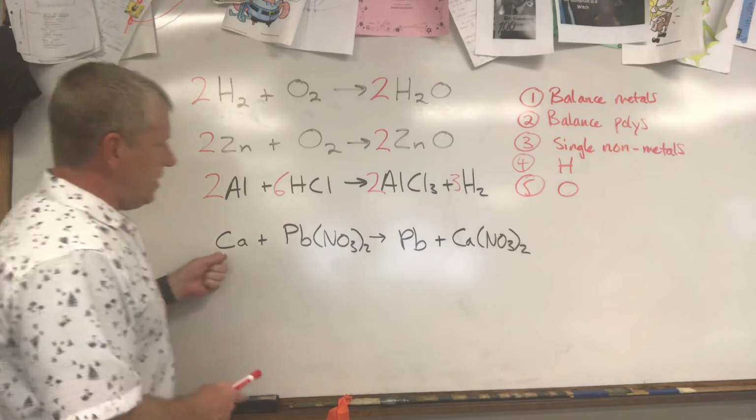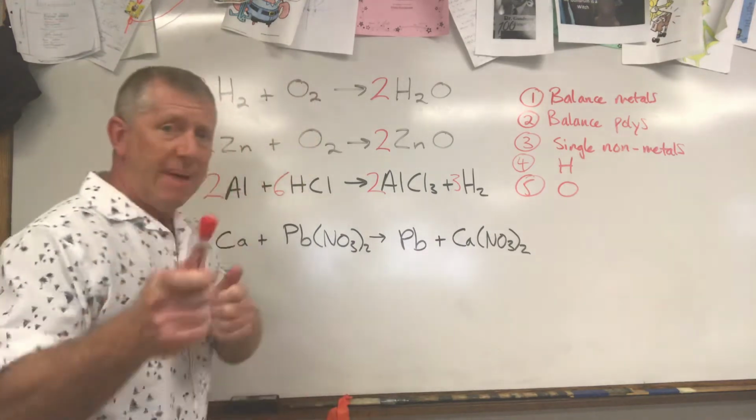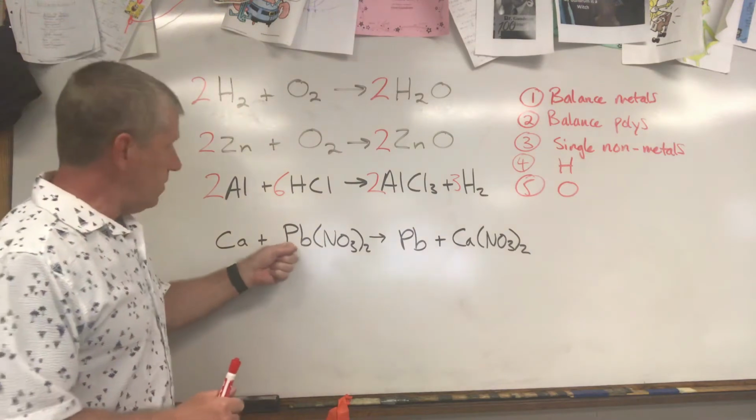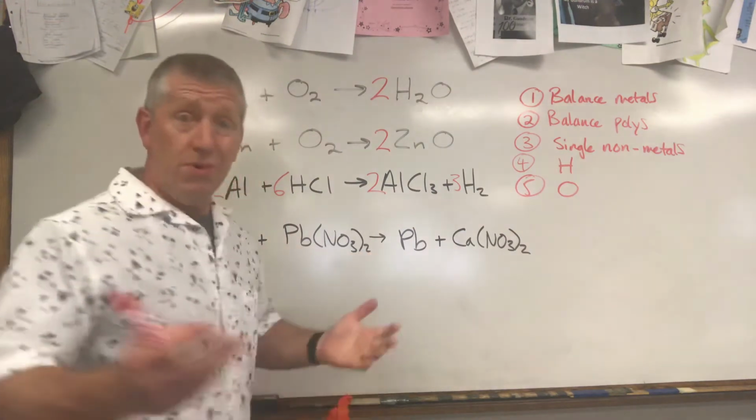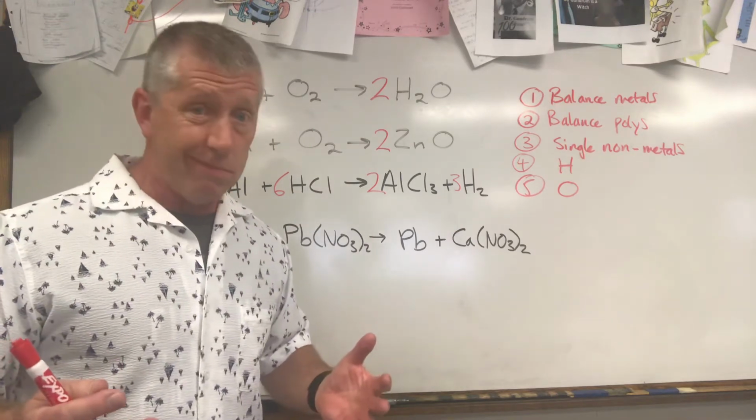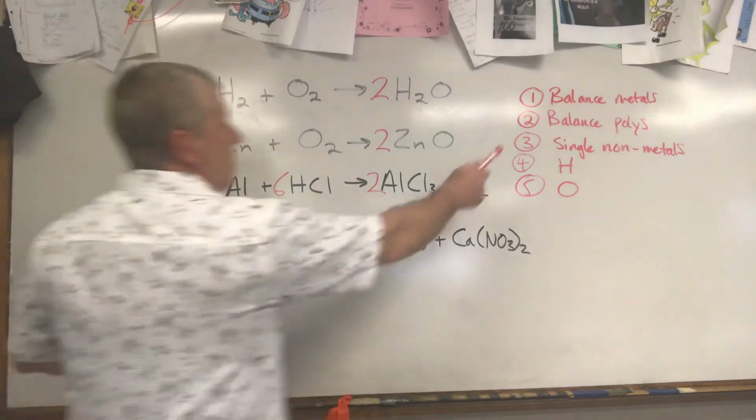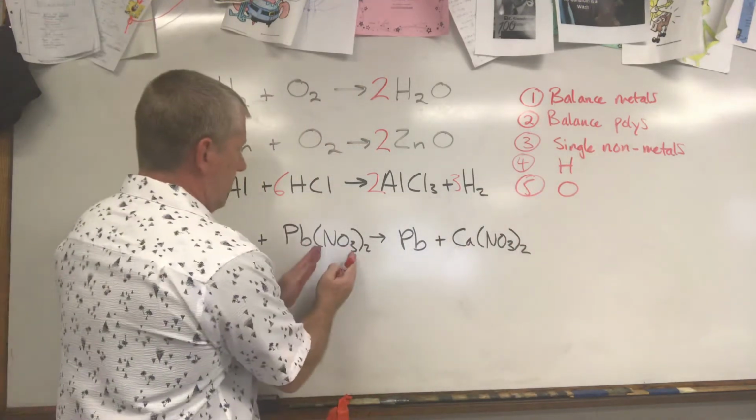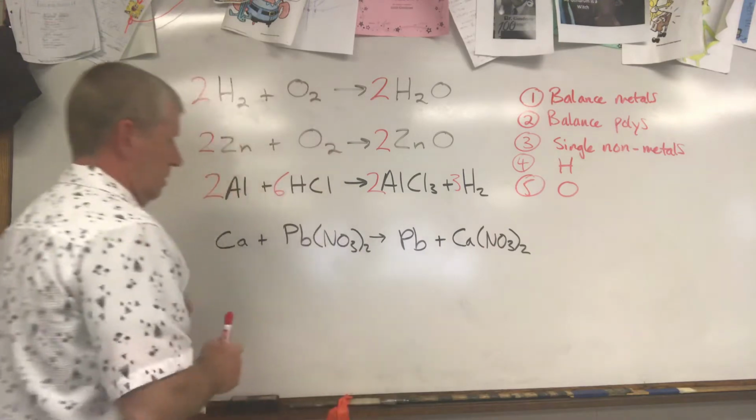Metals first. Calcium, calcium. Balanced. You only have 1 of each. Lead. Lead's a metal. So lead, 1, lead, 1. So far, so good. Maybe it's all balanced. Maybe this one's just already done for me. Balance polyatomic ion groups. Nitrate, nitrate.